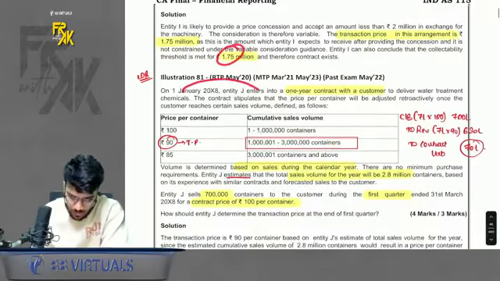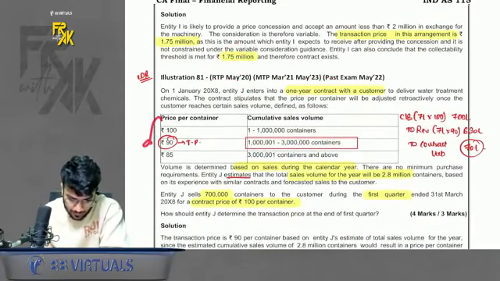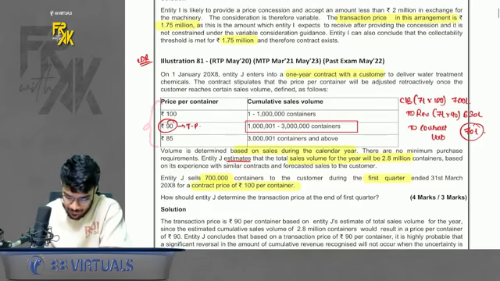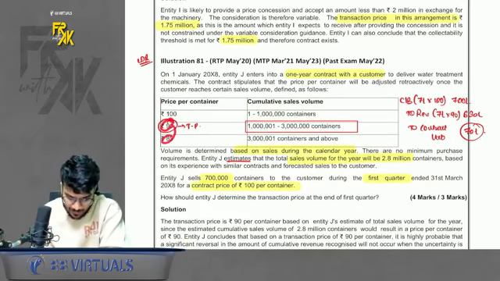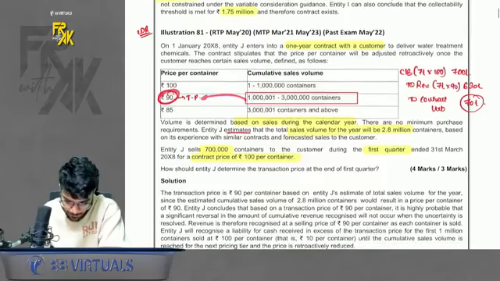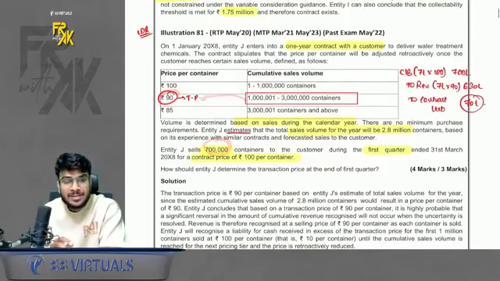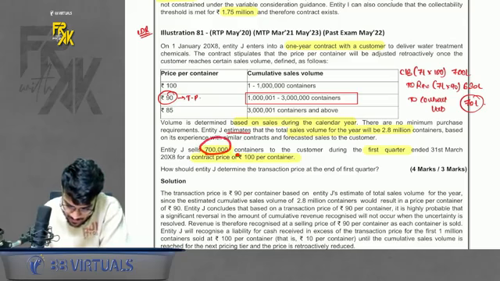Second, you enter into a contract with the customer. These are the prices per container. So if the customer buys within any particular sales volume, this is the respective price. The customer is going to buy 2.8 million, so basically the TP should be 90 rupees. But as of now, the customer has bought only 7 lakhs. It is expected that during the whole year he will reach 2.8 million. But as of now, he has purchased 7 lakhs and we have charged him 100 rupees per container.